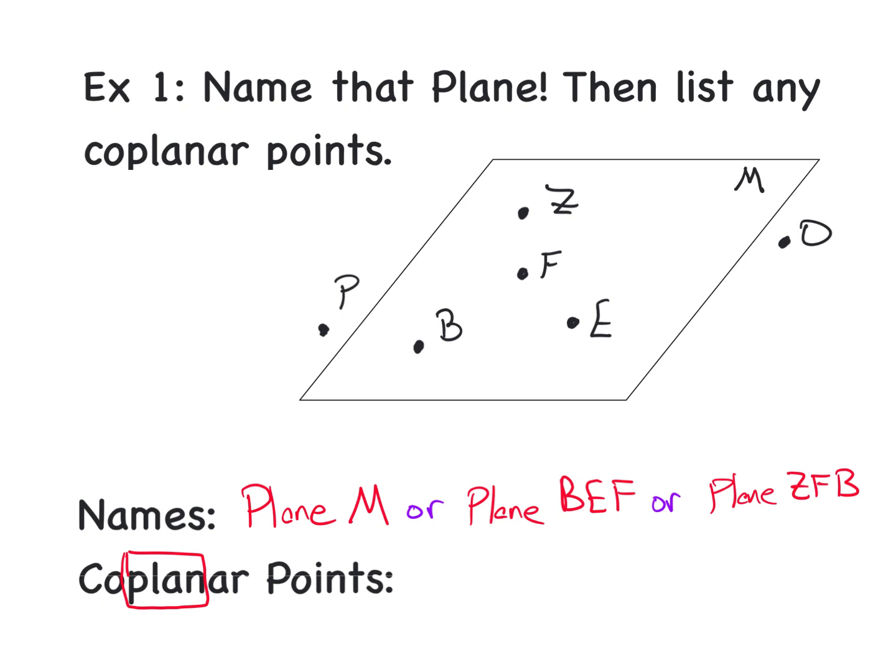So tell me all the points that lie on the same plane. We're going to write the word points and list them all. B, E, F, Z. Why not O or P? Not on the same plane. Why not M? It's a creeper letter. Okay? So literally, when they say name coplanar points or collinear points, you just write points and list all the points.